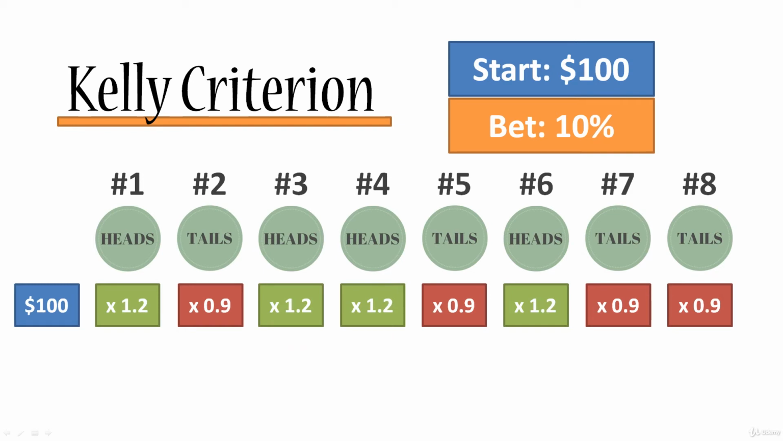Then the next tails turns your $120 into $108. And that's pretty much just taking your $120 and multiplying it by 0.9. Then you get heads, that's another multiplication, and so on. So every time, depending on the result, you either multiply your current balance by 1.2 or 0.9.